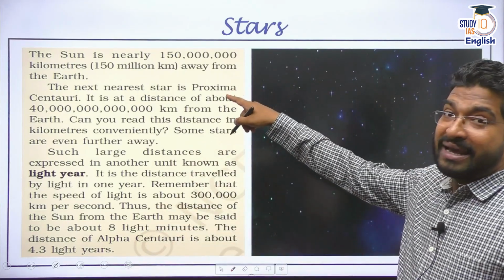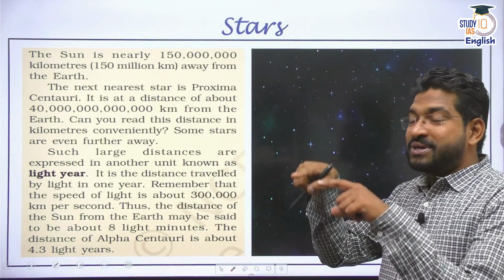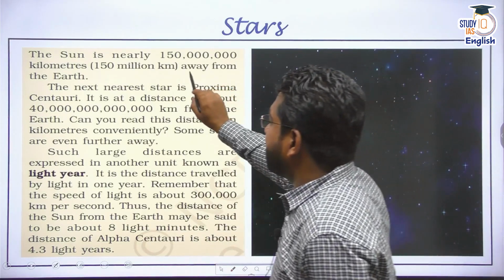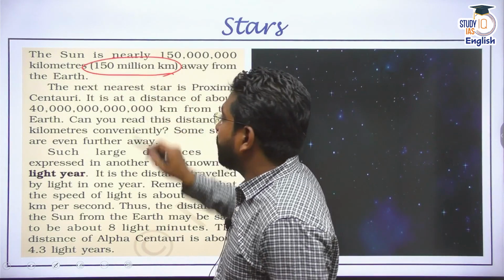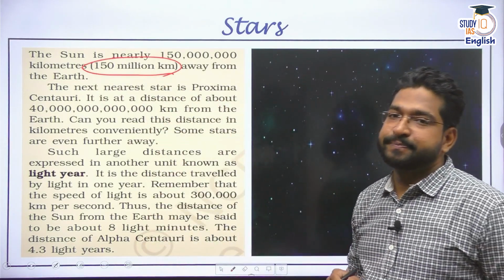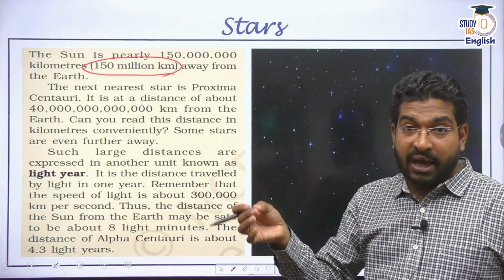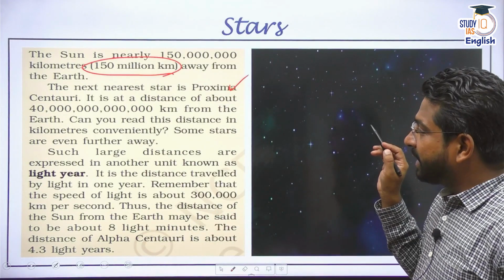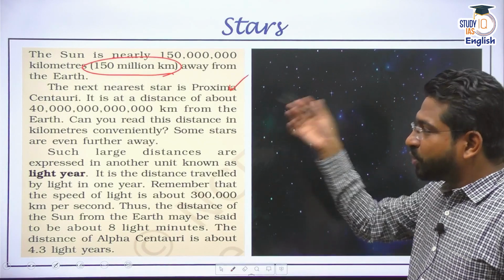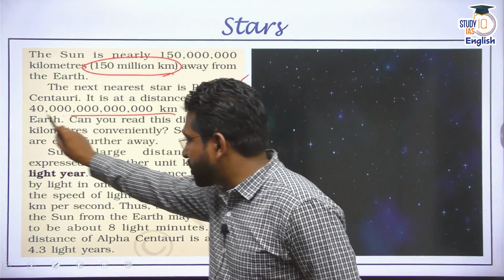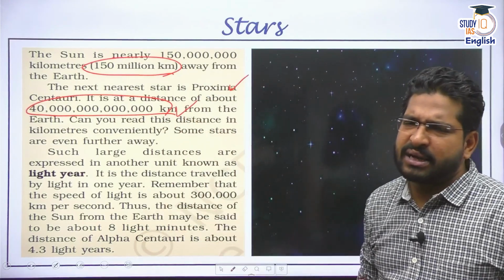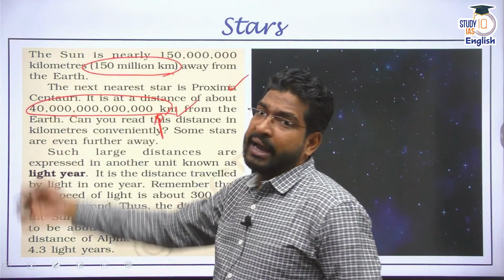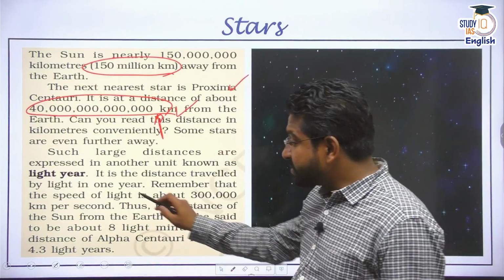So the sun is the nearest star to us because we are in the solar system itself, and the sun is approximately 150 million kilometers away from earth. And the next nearest star to us is called Proxima Centauri, and the distance from earth is a huge number. So there are many stars, and since the distance between earth and celestial objects is quite high, we measure that distance in terms of light years.